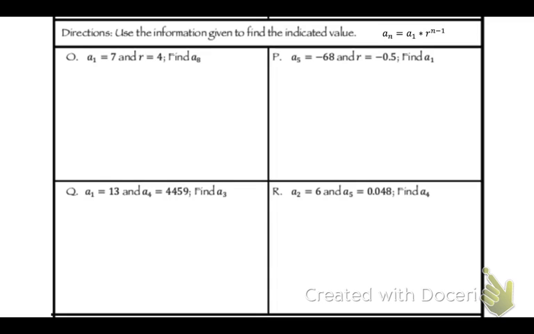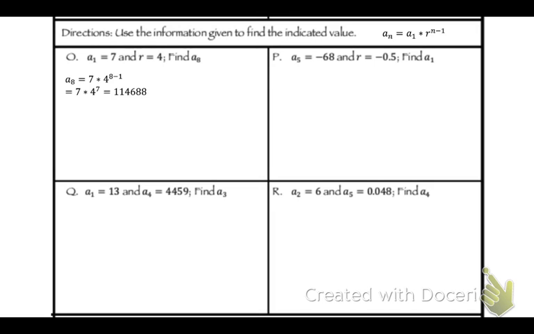Now these ones, we have to use the information to find the indicated value. Sometimes you'll be finding a sub 1, sometimes you're not. In the first one, we're finding a sub 8. Here we have all the information that we need. We have a sub 1, and we have r, so we can just plug it in. 7 times 4 to the 8 minus 1 power, which is 7 times 4 to the 7th power, which is 114,688.